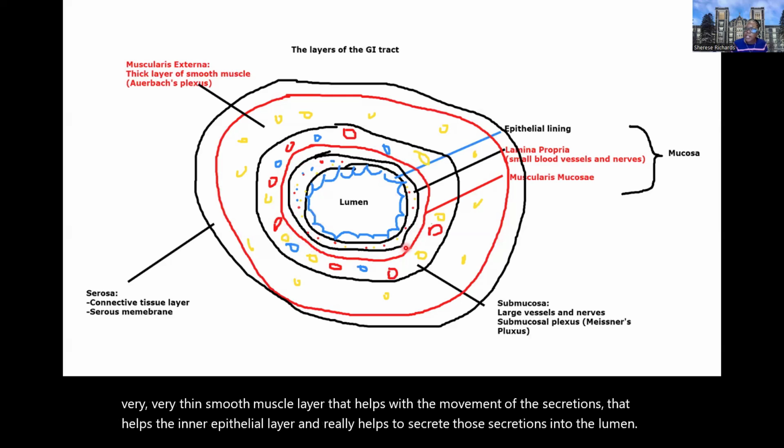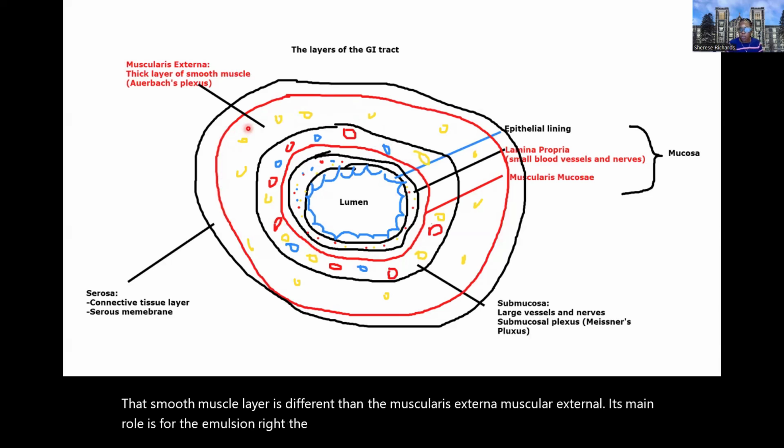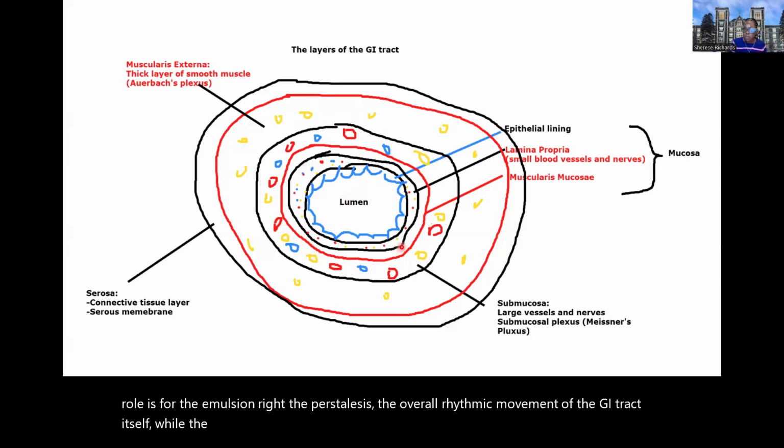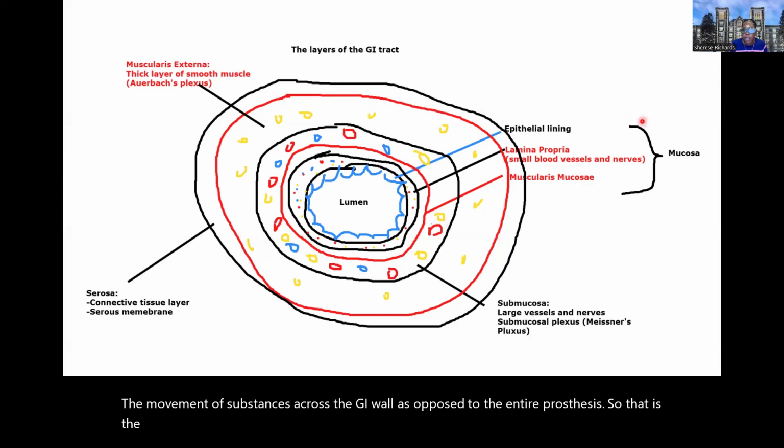That smooth muscle layer is different than the muscularis externa. Muscularis externa, its main role is for the emulsion, right? The peristalsis, the overall rhythmic movement of the GI tract itself, while the muscularis mucosa is really the movement that is allowing the secretion and the movement of substances across the GI wall, as opposed to the entire peristalsis. So that is the mucosa with its three parts.